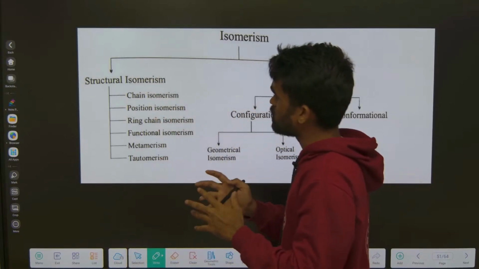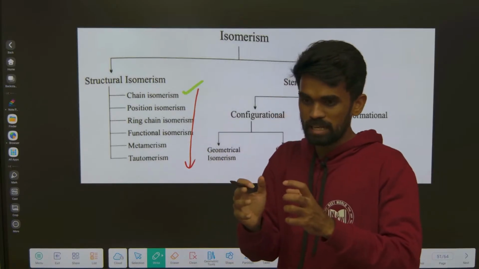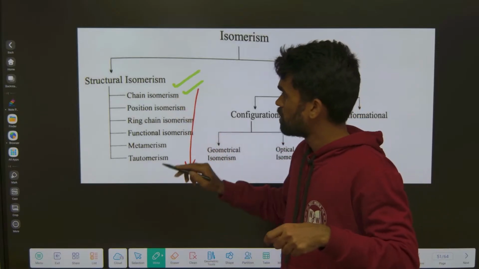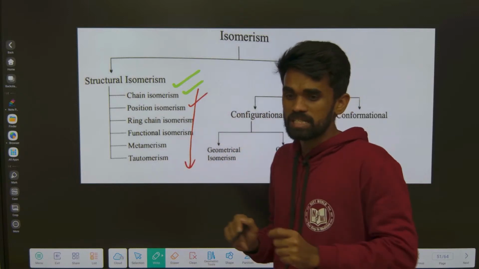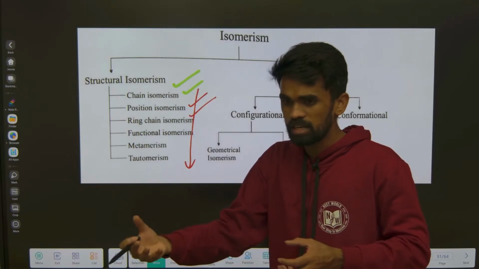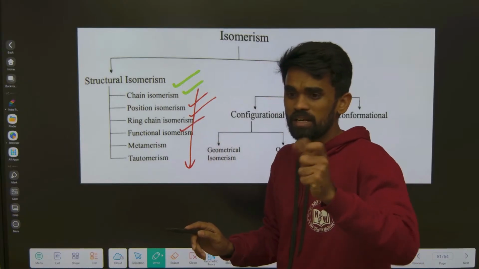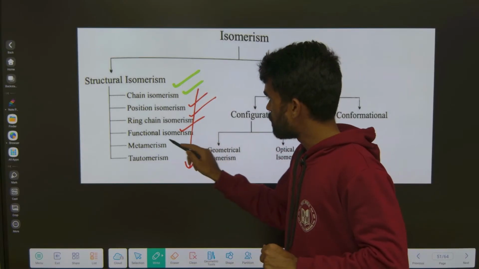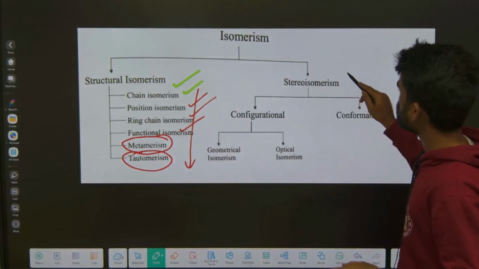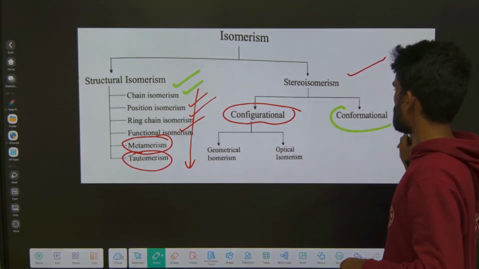Now, structural isomers are of this many types. Chain isomers: they have the same molecular formula, but differ in the parent chain. Some differ in the position of the functional group or substituents, that is positional isomers, or ring-chain isomers, where some compounds are in a ring and some are in an open chain. Functional group isomers differ in the functional group attached. Metamerism and tautomerism we will discuss now. Stereoisomerism is again classified into two types, configurational and conformational.